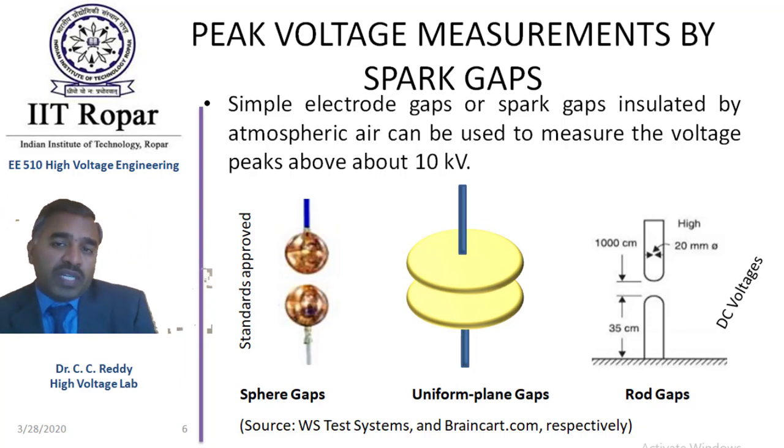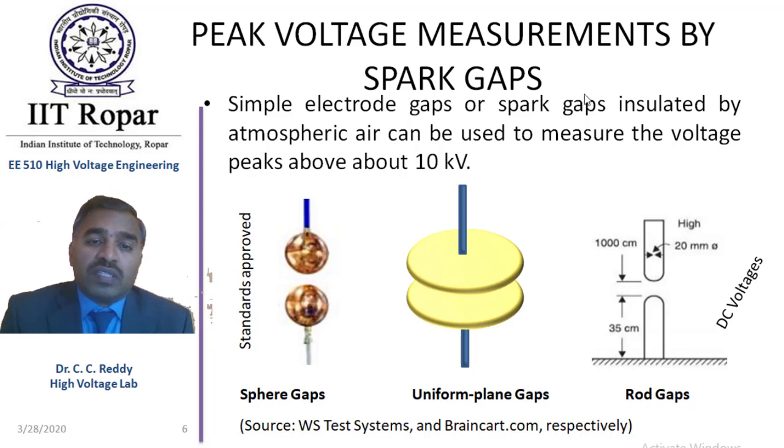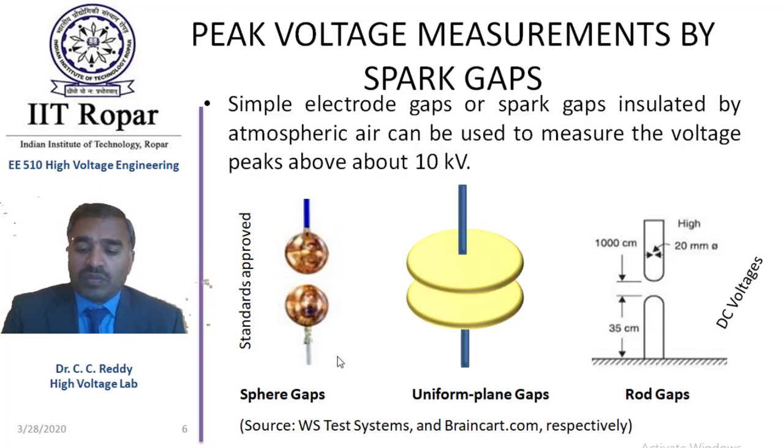Now, peak voltage measurements by spark gaps. Simple electrode gaps or spark gaps insulated by atmospheric air can be used to measure voltage peaks above 10 kV. You can see here three types of spark gaps. The first one is the sphere gap, the second one is the plane gap, and the third one is known as the rod gap. Apart from these three spark gaps, there can be sphere-plane and rod-plane gaps, etc. These spark gaps are used to measure high peak voltages.